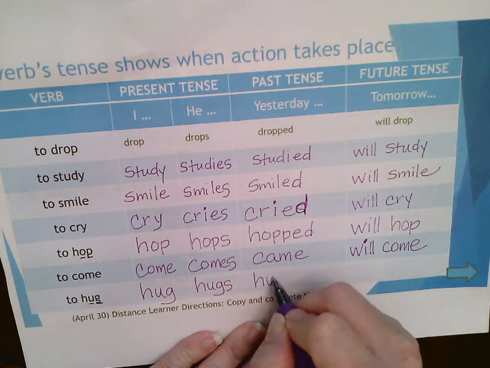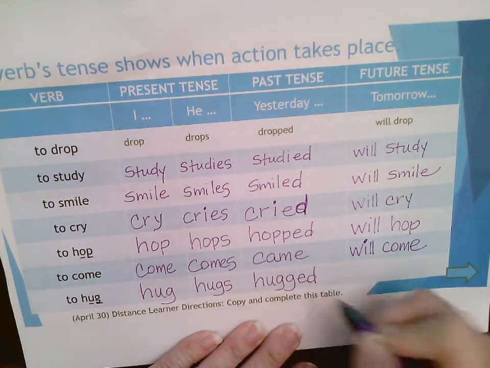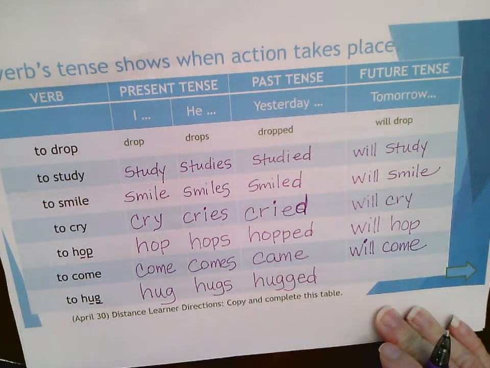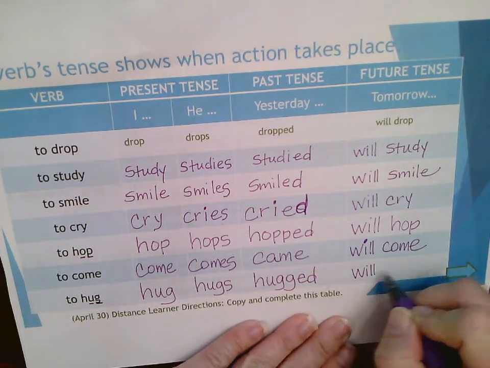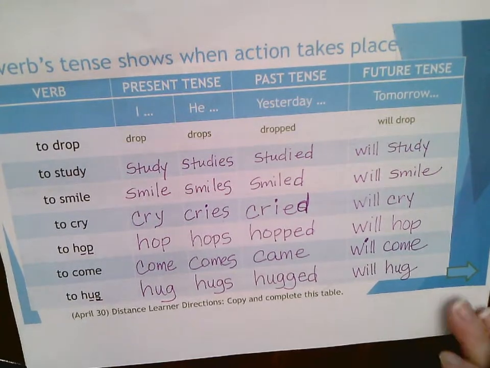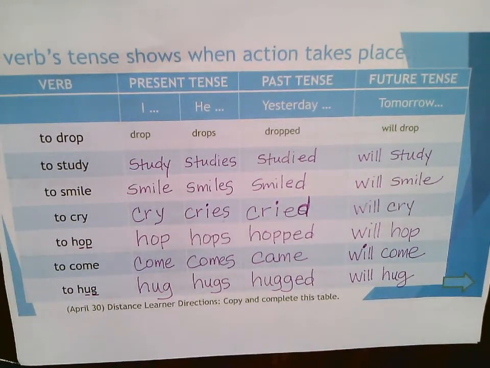He hugged, double that consonant, then add ed. In the past, it already happened. He hugged him yesterday. And in a future tense, just say will in front of hug. All right, so I'll let you look at that for 1 second. See how it looks.